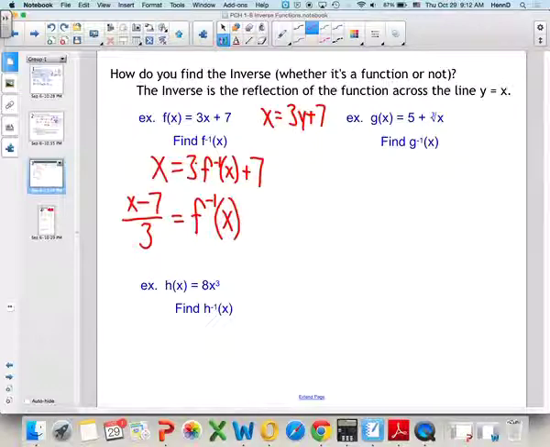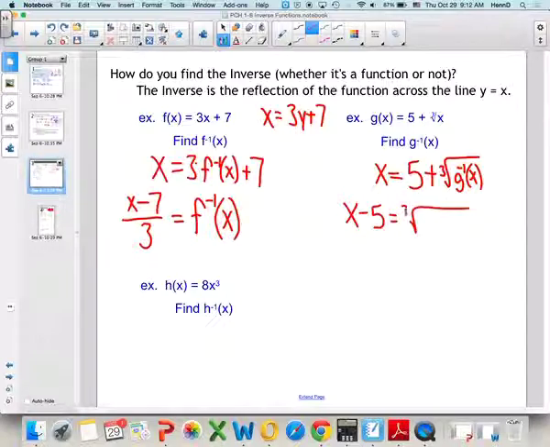Let's try over here, g. I'm going to put an x over here. 5 plus the cube root of, we want to find g inverse of x, right? So how would I solve this for g inverse of x? Subtract 5 first, and now I have the cube root of g inverse of x. And now what? Cube it. x minus 5 cubed is our g inverse.